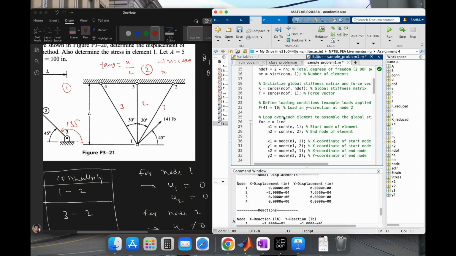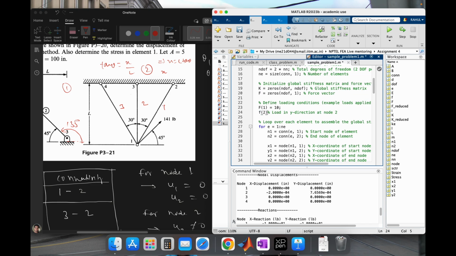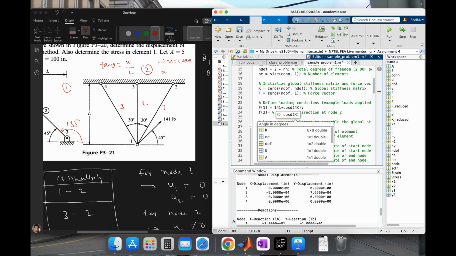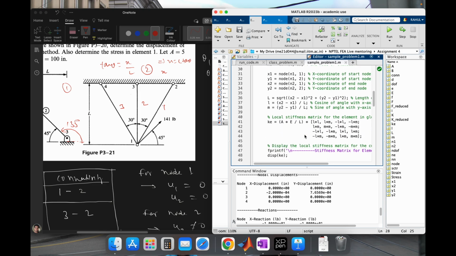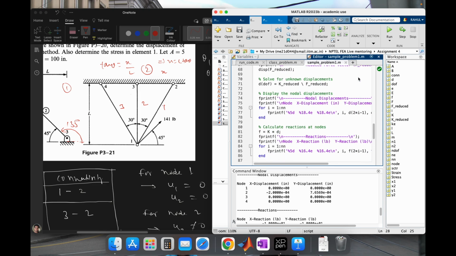Okay, now there is a force boundary condition. The force boundary condition is also at point 1, so that will be F1 and F2. So what is F1? I can clearly see that F1 is 141 into cos 45 degrees. Okay, and what is F2? F2 is 141 into cos 45 degrees. Okay, now everything is fine. Yeah, here it should be a capital F. Okay, now everything is correct. Now we can run and we will see our results.